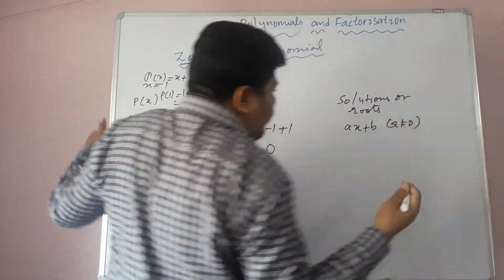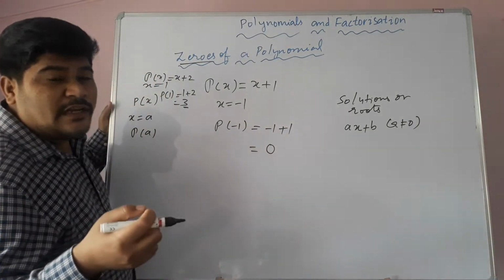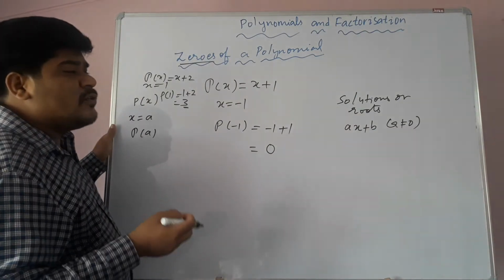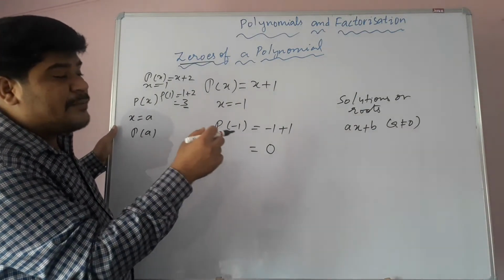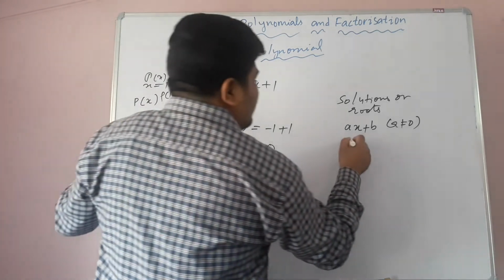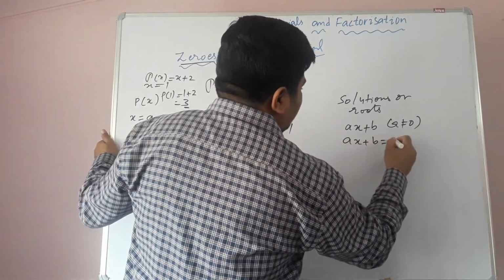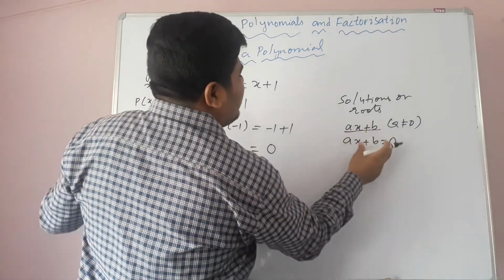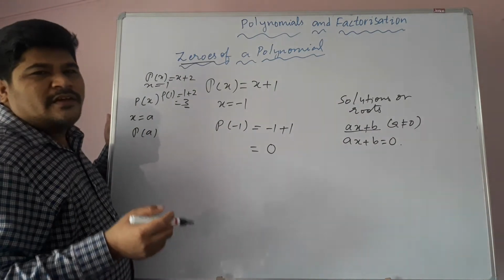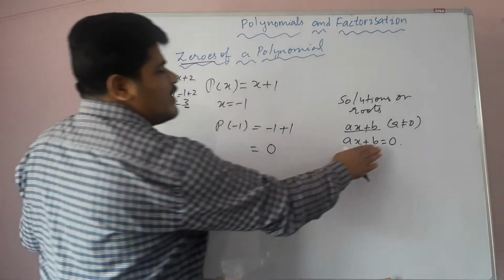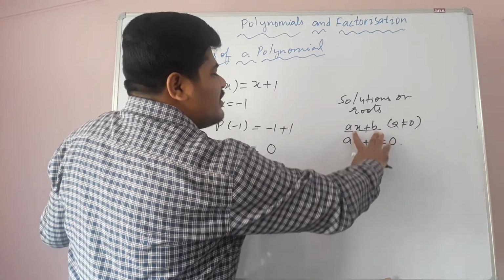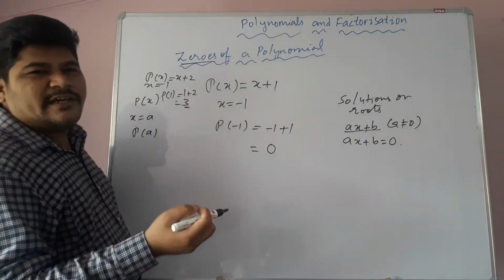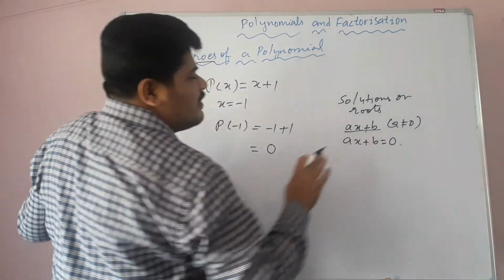So students, suppose I am taking a linear polynomial ax plus b where a is not equal to 0. Now I want to find the zero of the linear polynomial ax plus b. To find the zero, we need to equate the given polynomial to 0. So here ax plus b is equal to 0. What is the difference between ax plus b and ax plus b is equal to 0? This is a polynomial and this is an equation. What is an equation? An algebraic expression which contains an equality symbol is called an equation.